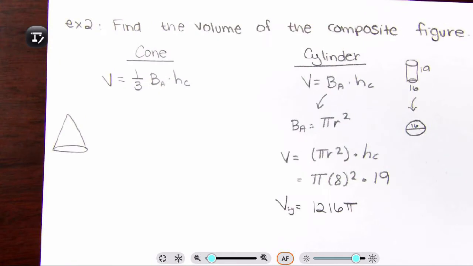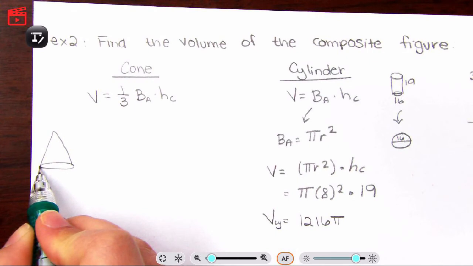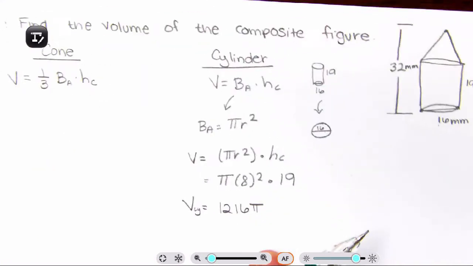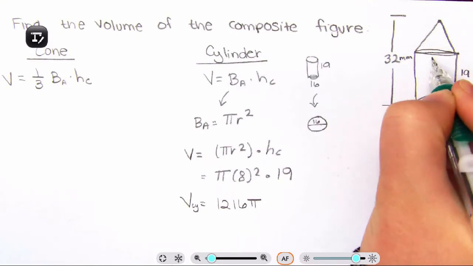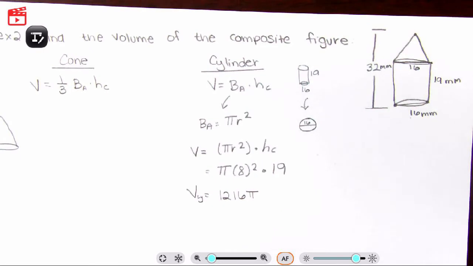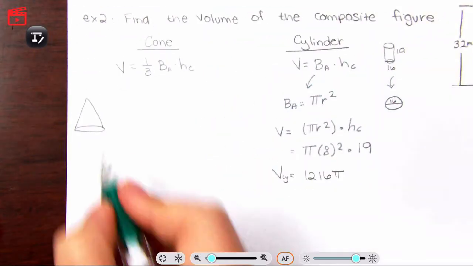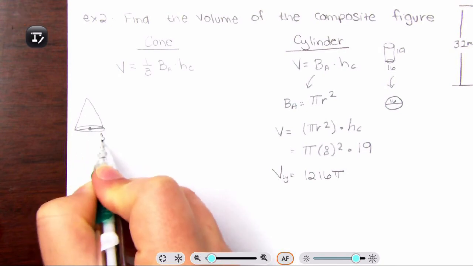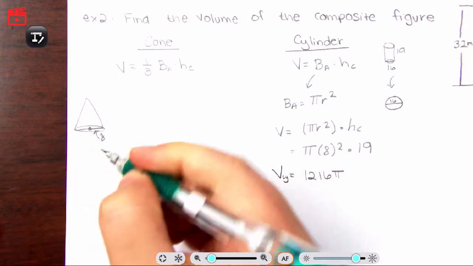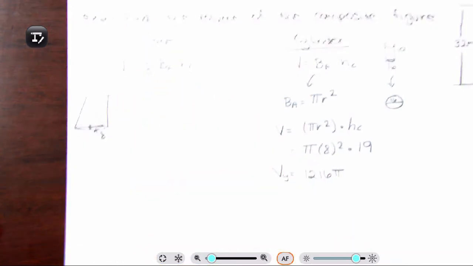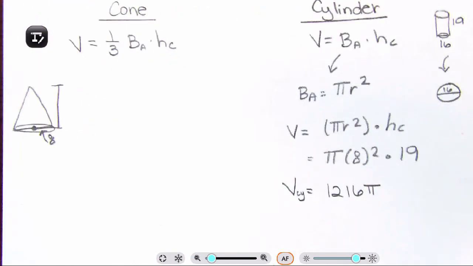Okay, we're not done because this is a composite figure, so we got to do the same thing for our cone. Draw it out. Since I know the bottom has a diameter of 16, I know that the top also has a diameter of 16 because remember the bases are exactly the same, top and bottom. So then I know for this cone, the diameter is also 16. So then the radius is 8. So then we want to know what the height of the cone is. Again, we want it perpendicular to the base. We don't want the slant height.